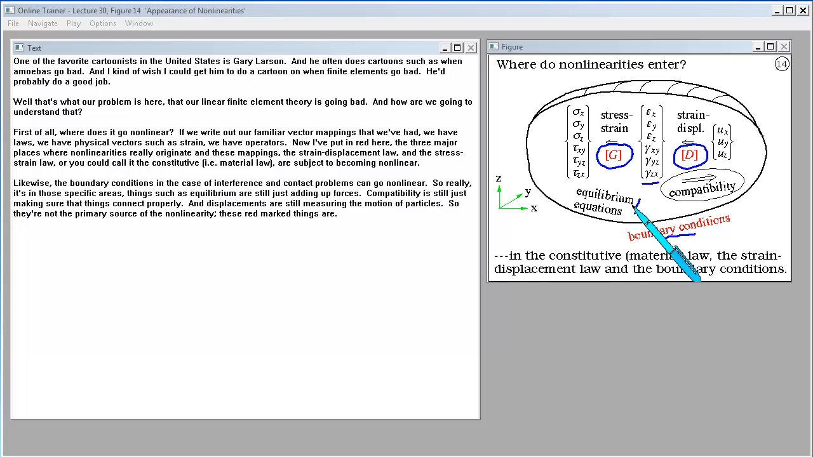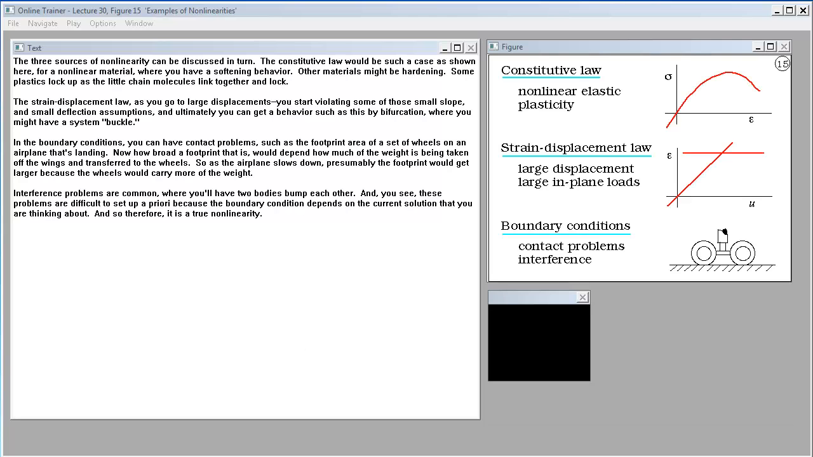So really it's in those specific areas. Things such as equilibrium are still just adding up forces. Compatibility is still just making sure that things connect properly. And displacements are still measuring the motion of particles. So they're not the primary source of the nonlinearity. These red marked things are. The three sources of nonlinearity can be discussed in turn.